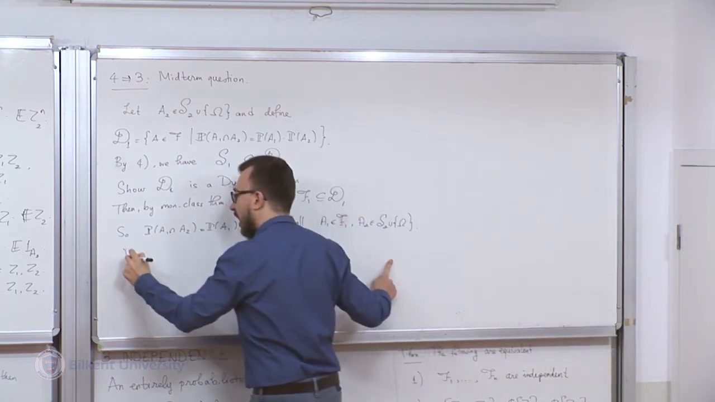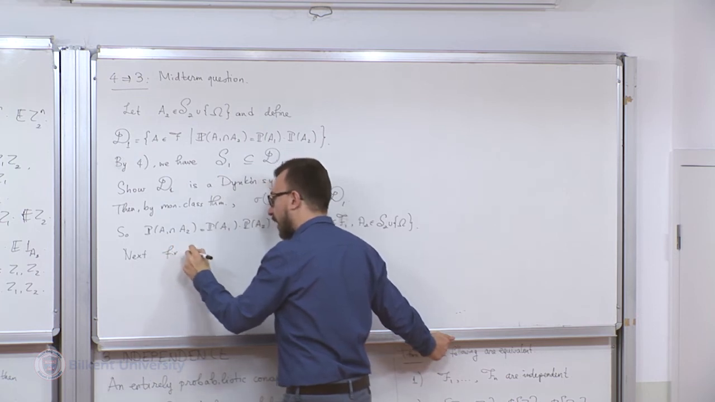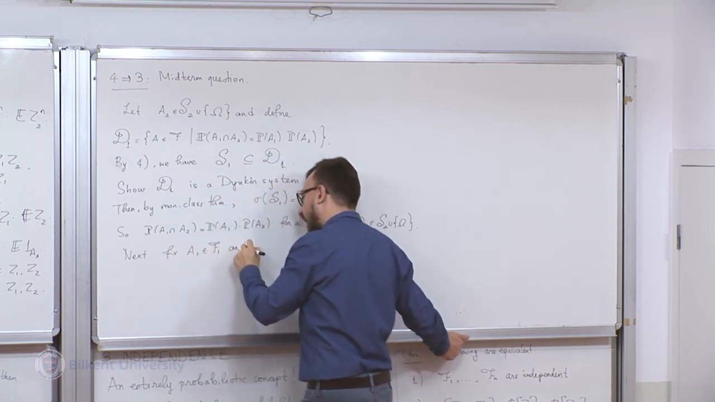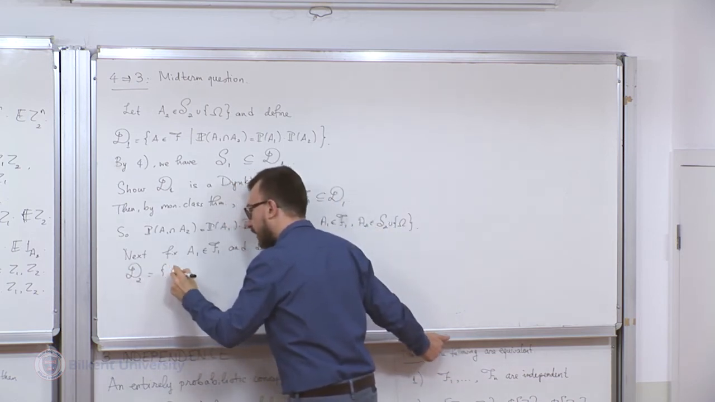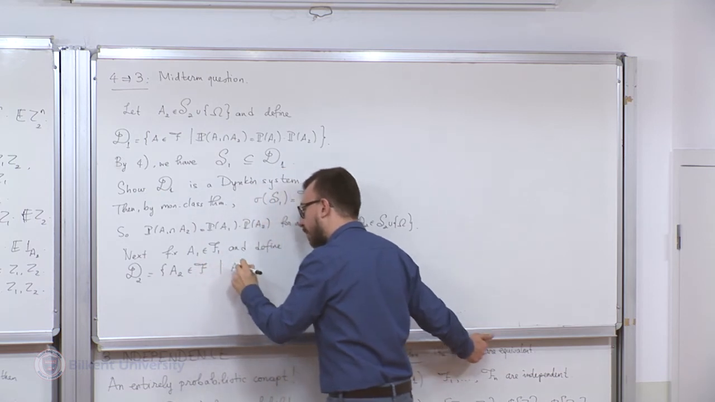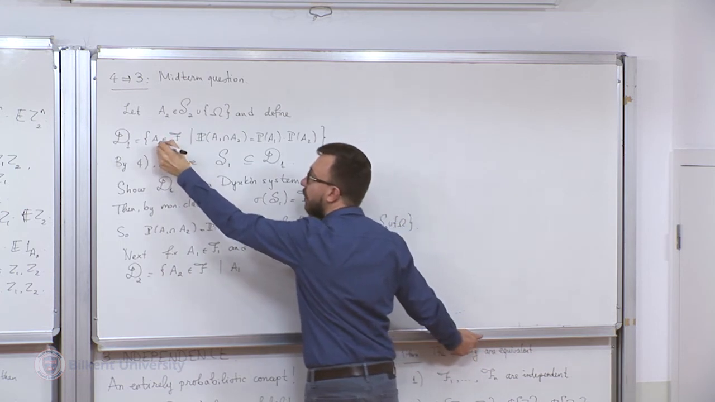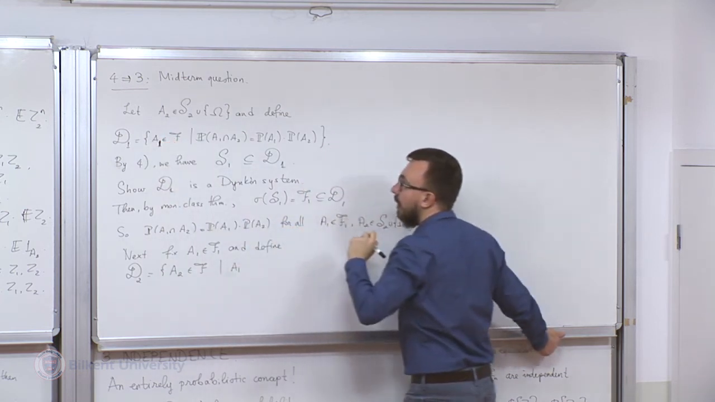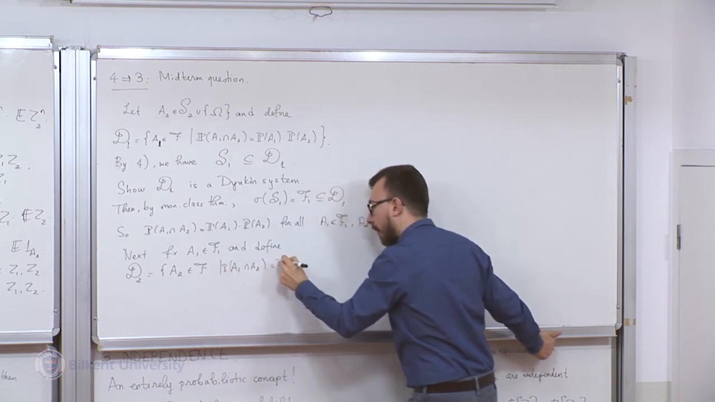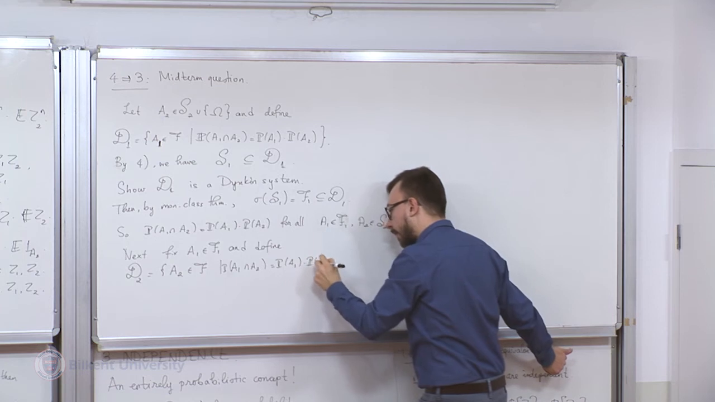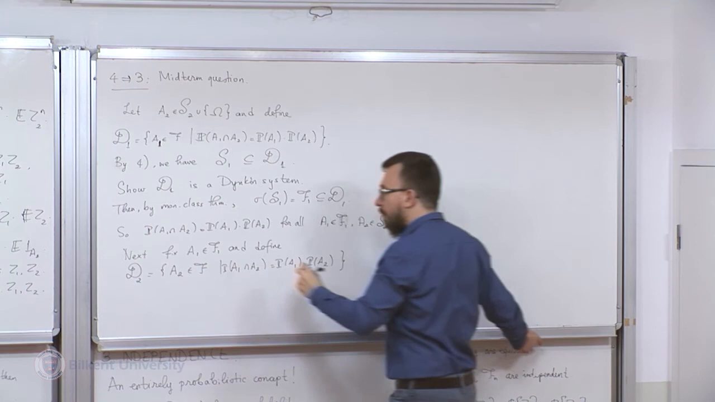So next, fix some A1 in F1 and define D2, which is the collection of sets for which we have the same property. But now our variable is the second set. Here it was the first set. I forgot to put 1 here. Okay, same property.